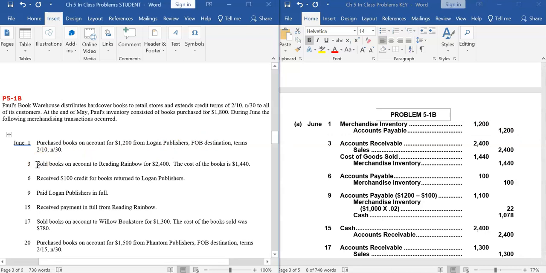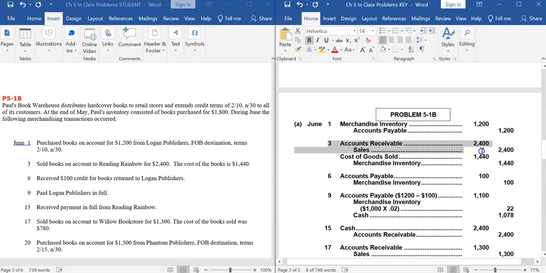On June 3rd, Paul's Book Warehouse sold books on account to Reading Rainbow for $2,400. The cost of the books is $1,440 to Paul. Remember, two journal entries are required every time we sell inventory. We need to record the revenue being earned, and we need to record the inventory being used up and becoming an expense. Recording the revenue being earned, we are going to increase accounts receivable, an asset, with a debit, and credit the revenue account, sales, with a credit.